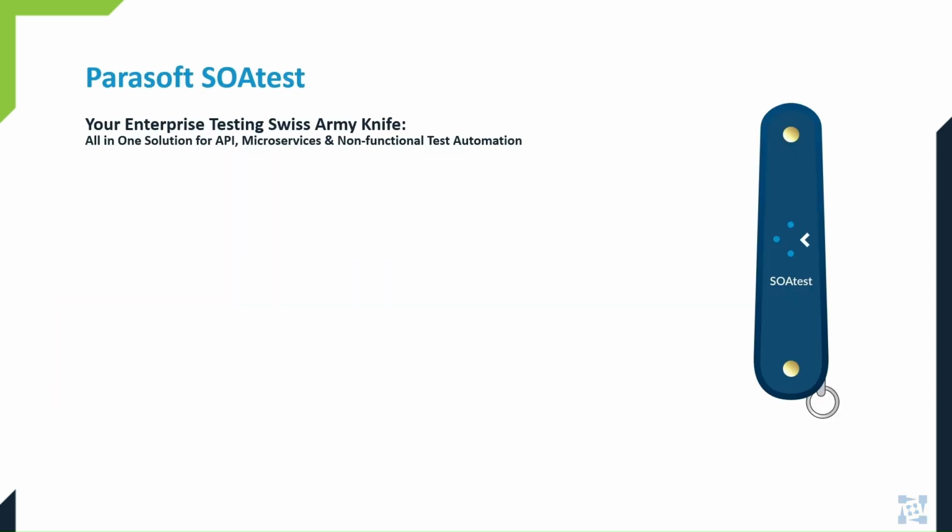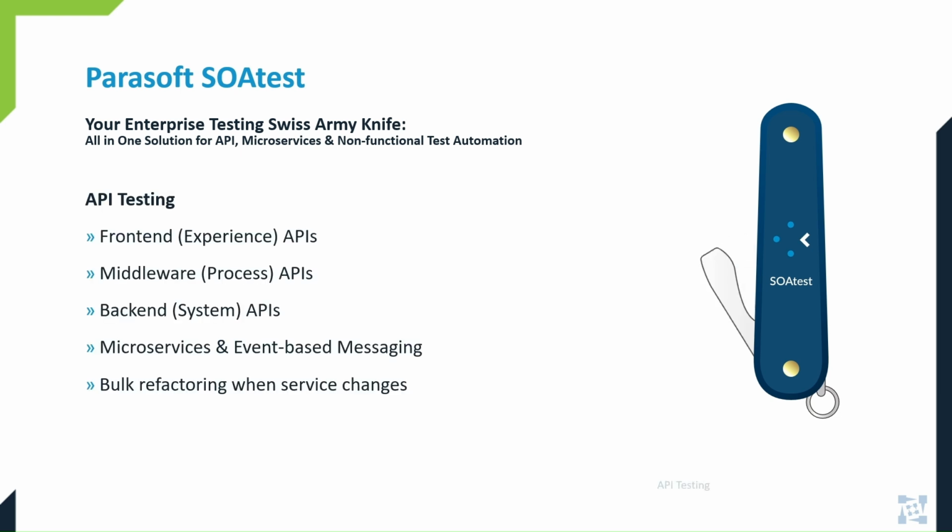Now let's take a moment to introduce Parasoft SOA Test. We like to think of SOA Test as your enterprise testing Swiss Army knife, your all-in-one solution for API, microservices, functional, and non-functional test automation. SOA Test helps teams to easily adopt or scale API testing with a scriptless approach to test creation. It supports the testing of front-end or experience APIs, middleware APIs, and back-end APIs. It also supports microservices and event-based messaging.